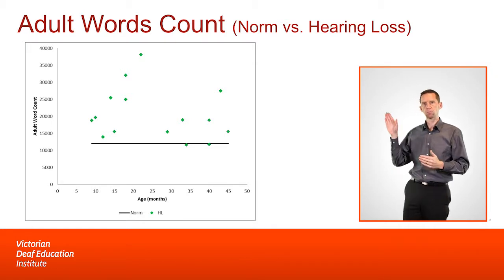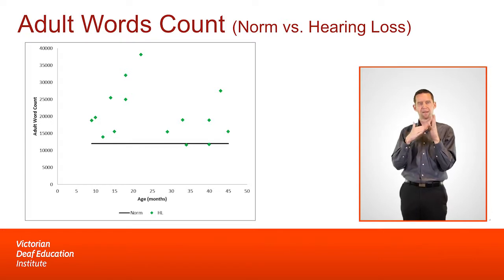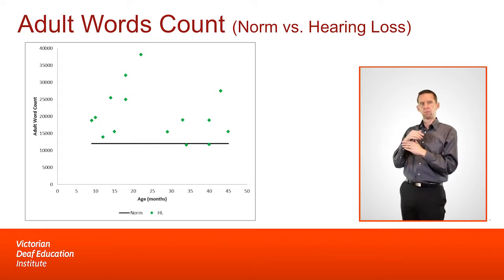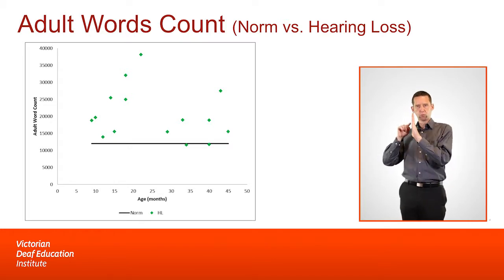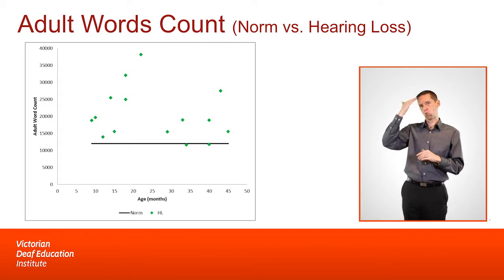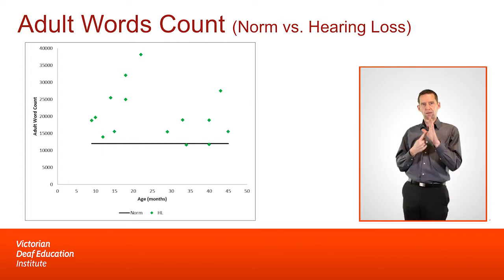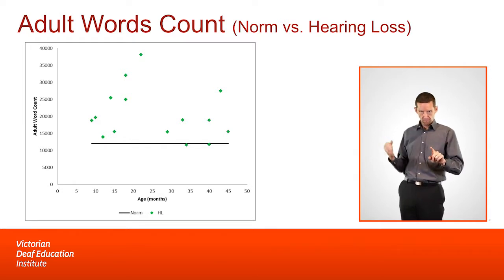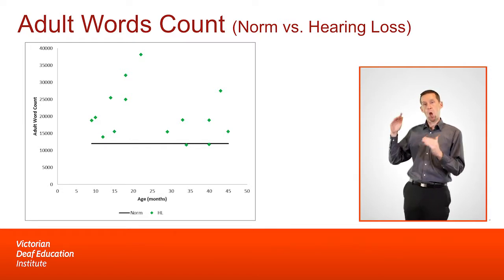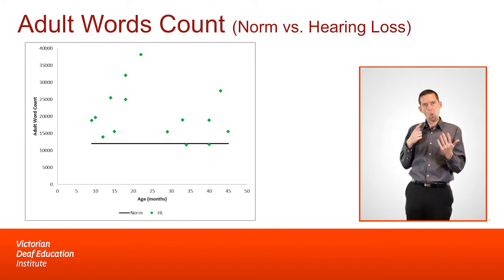The solid line that you see on your screen is the adult normative data, which is coming in at about 12,000 adult words across the different ages. And the green dots are our data. So those are for our sessions, for our 13 children, what we've found. And what you see is that they are much higher than the normative data adult word counts. And that's what I mean by collecting our own normative data.